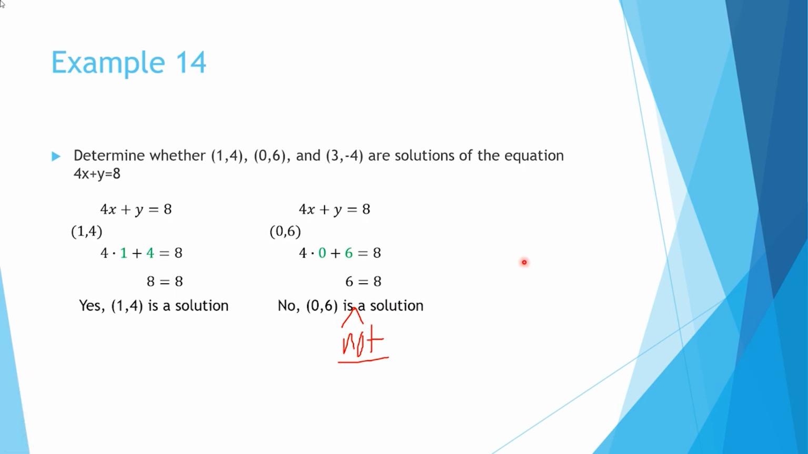All right, so let's continue. Rewriting the equation again, and this time I'm plugging in 3, -4. Replace the x and the y. So I have 4 times 3 plus -4. That's 12 minus 4, which does give me 8 equaling 8. So yes, it is a solution. That's how you determine whether points are solutions of the equation, just by plugging them in. If it's true, yes, it is a solution. If it ends up being false, it is not a solution.